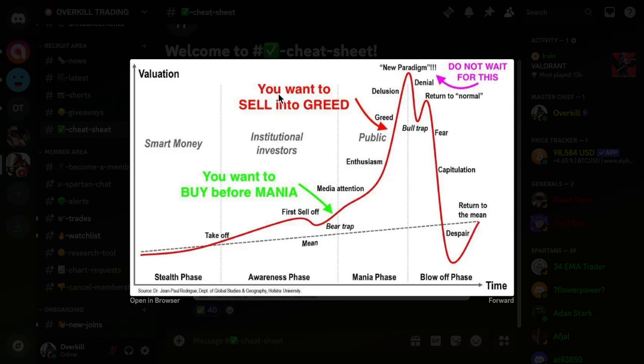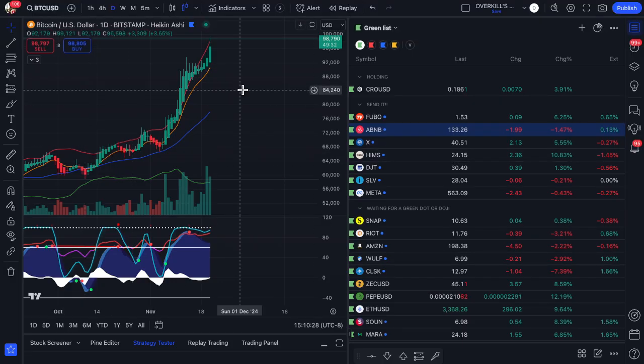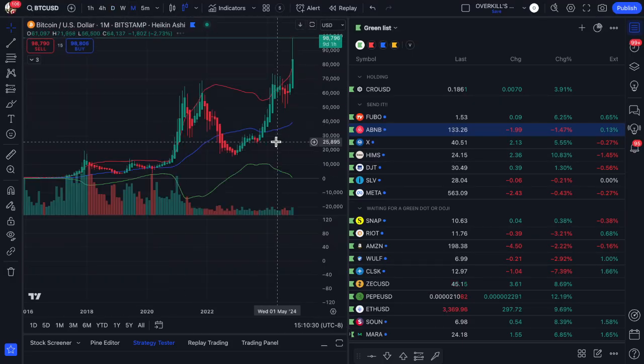If you look at our cheat sheet here, you want to sell into the greed. Right now, people are greedy. They're delusional. They're like, oh my God, it's going to a third. I see Michael Saylor tweeting that Bitcoin's going to hit $13 million. Will it hit 13 million? It could. I'm not saying it can't, but it's not going to happen tomorrow or the next day. It's going to take a long time. It's going to take a bunch of bull markets and bear markets to happen.